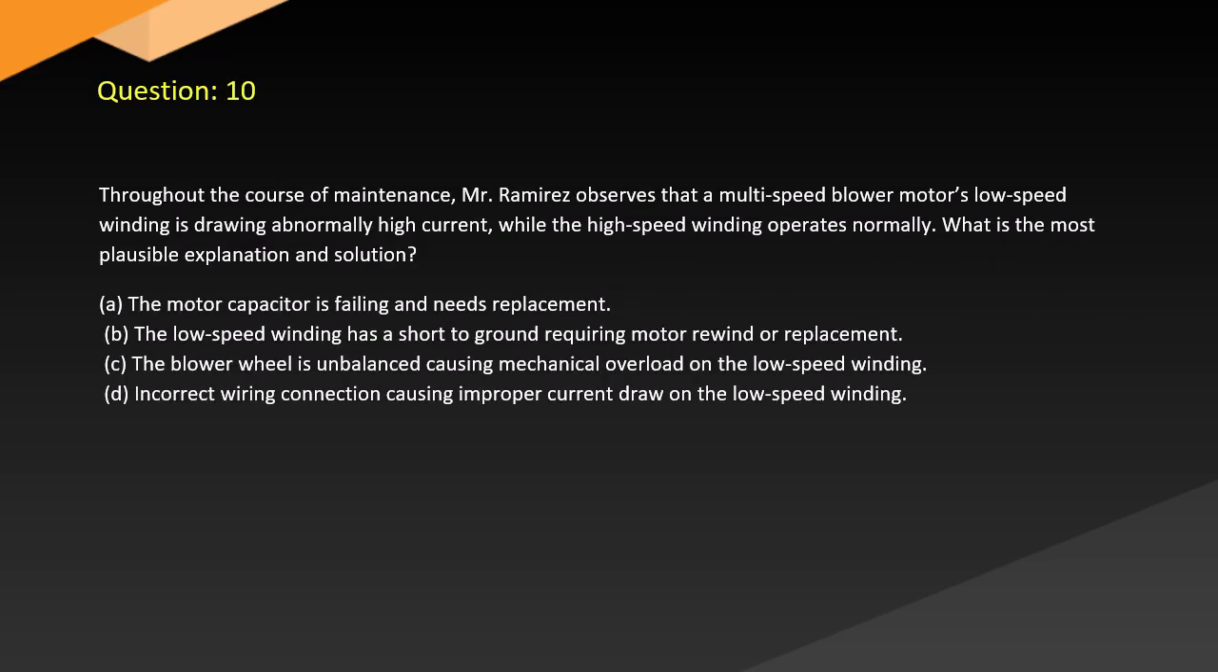Question 10. Throughout the course of maintenance, Mr. Ramirez observes that a multi-speed blower motor's low-speed winding is drawing abnormally high current while the high-speed winding operates normally. What is the most plausible explanation and solution? A. The motor capacitor is failing and needs replacement. B. The low-speed winding is short to ground, requiring motor rewind or replacement. C. The blower wheel is unbalanced, causing mechanical overload on the low-speed winding. D. Incorrect wiring connection causing improper current draw on the low-speed winding.